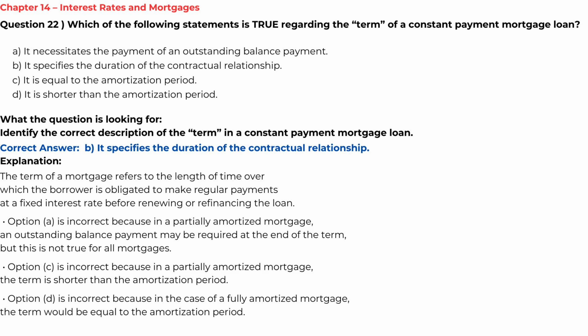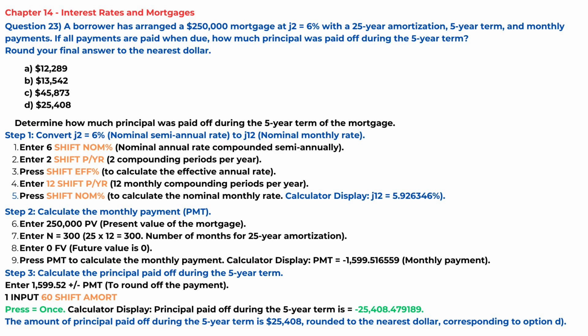Question 23. A borrower has arranged a $250,000 mortgage at J2 equals 6% with a 25-year amortization, 5-year term, and monthly payments. If all payments are paid when due, how much principal was paid off during the 5-year term? Round your final answer to the nearest dollar. Determine how much principal was paid off during the 5-year term of the mortgage.